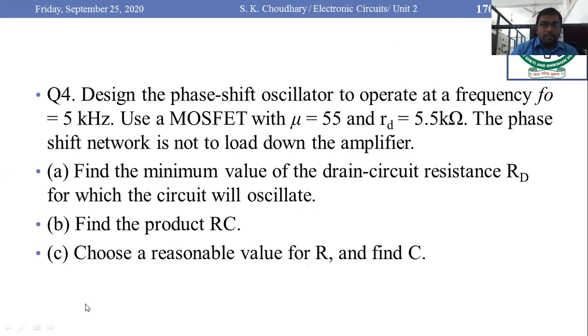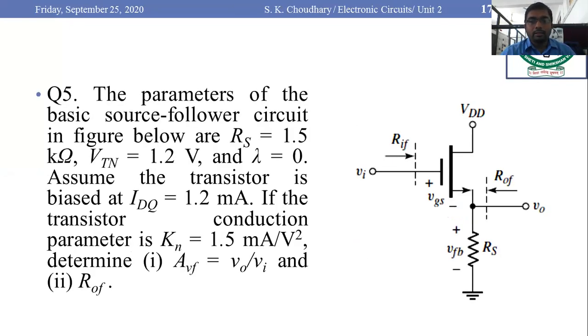And here I have to just give you a hint. Today the time is not sufficient. We will continue in the next lecture maybe. So mu is what? mu is nothing but gm RD. I have taught you this in unit number 1. So here you can find out the gm. RD is mentioned, mu is mentioned, so you can find the gm. You can find the gain, and then go for the formula of oscillation. Everyone is familiar with the formula of oscillation: F is equal to 1 upon 2 pi RC root 6.